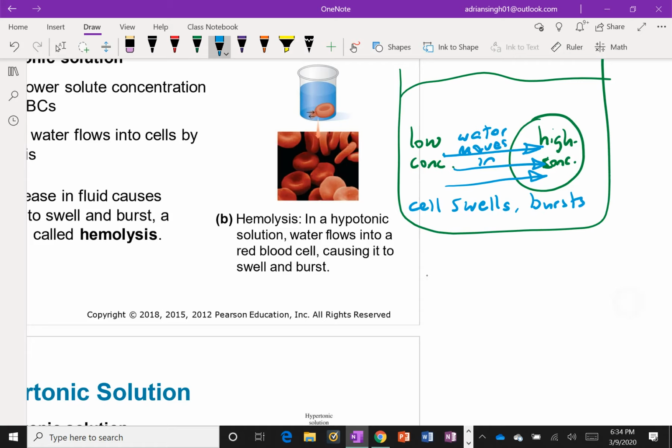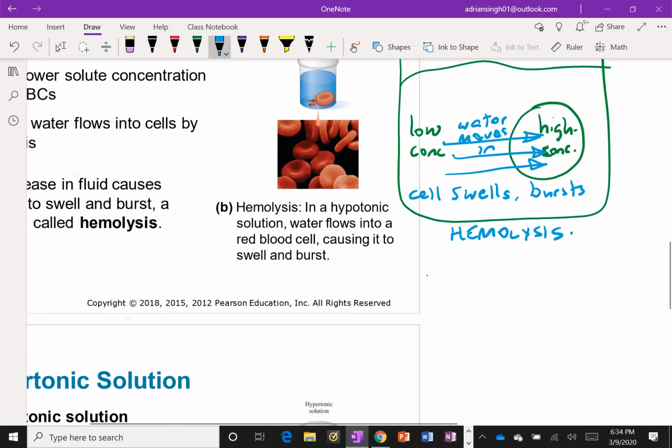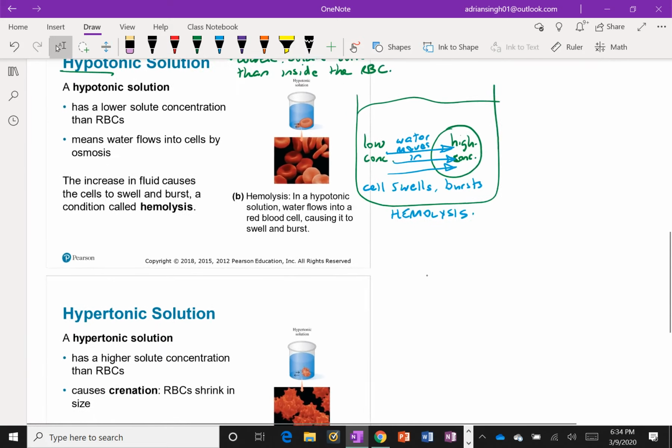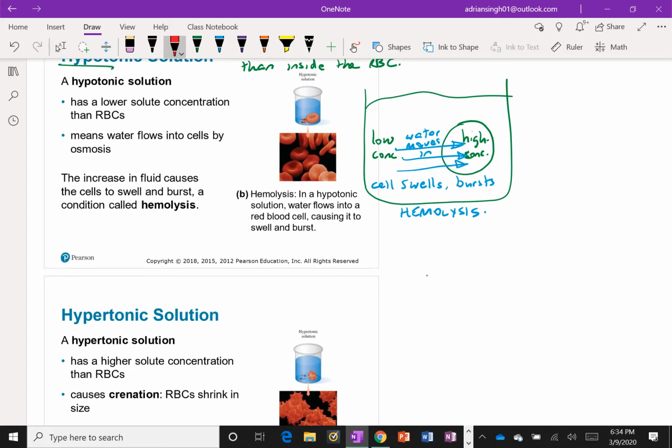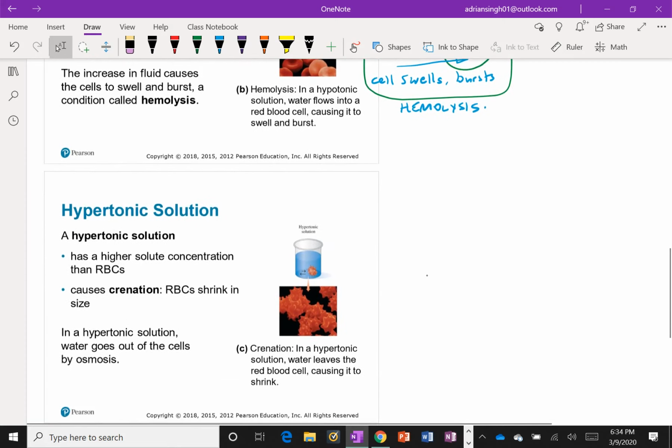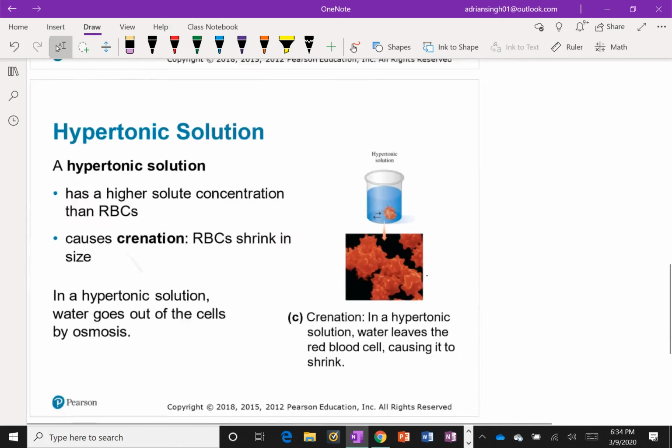So that process is called hemolysis. Lysis meaning to split, and hemo is for the hemoglobin part of the blood. So the splitting of the red blood cell due to water moving in, the bursting of the red blood cell. So that's in a hypotonic solution, and the opposite of that would be a hypertonic solution.